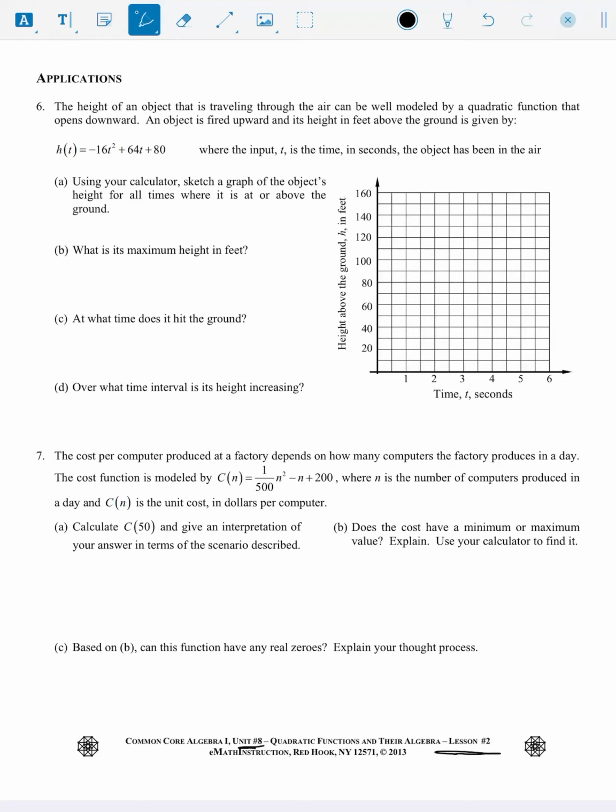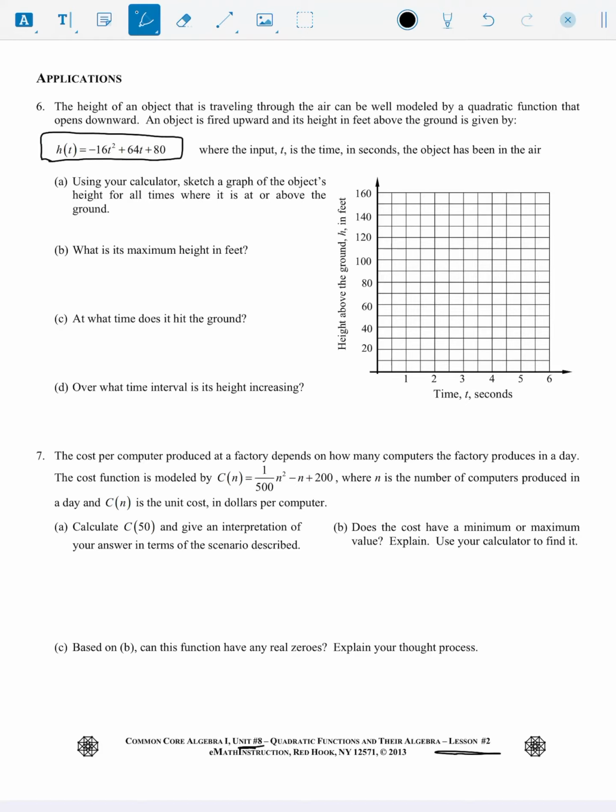Now, these are probably the most typical quadratic problems that you'll find. It'll be an object that's thrown up in the air, and it reaches a maximum height, and then it falls because of gravity, and it falls and reaches the ground. Now, question 6 says, the height of an object that is traveling through the air can be well modeled by the quadratic function that opens downward, meaning it will have a maximum. An object is fired upward, and its height in feet above the ground is given by the function h of t is equal to negative 16t squared plus 64t plus 80.